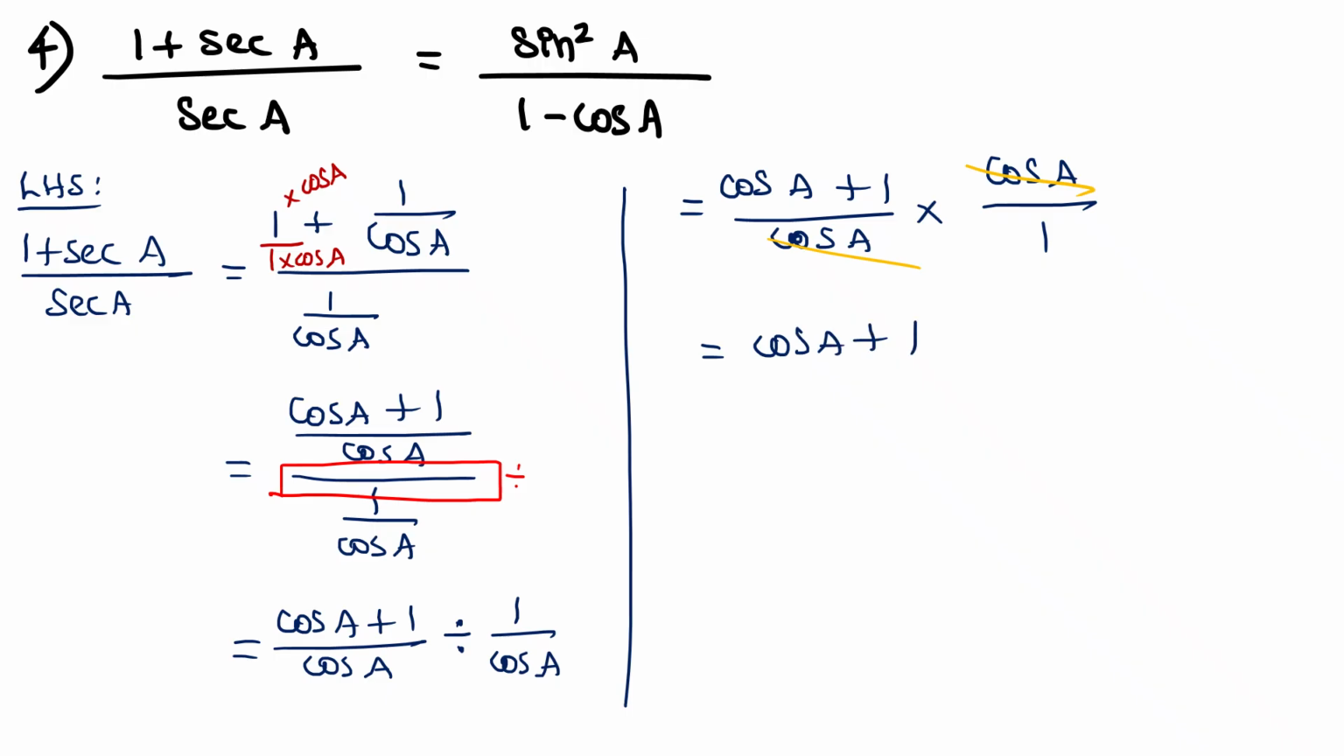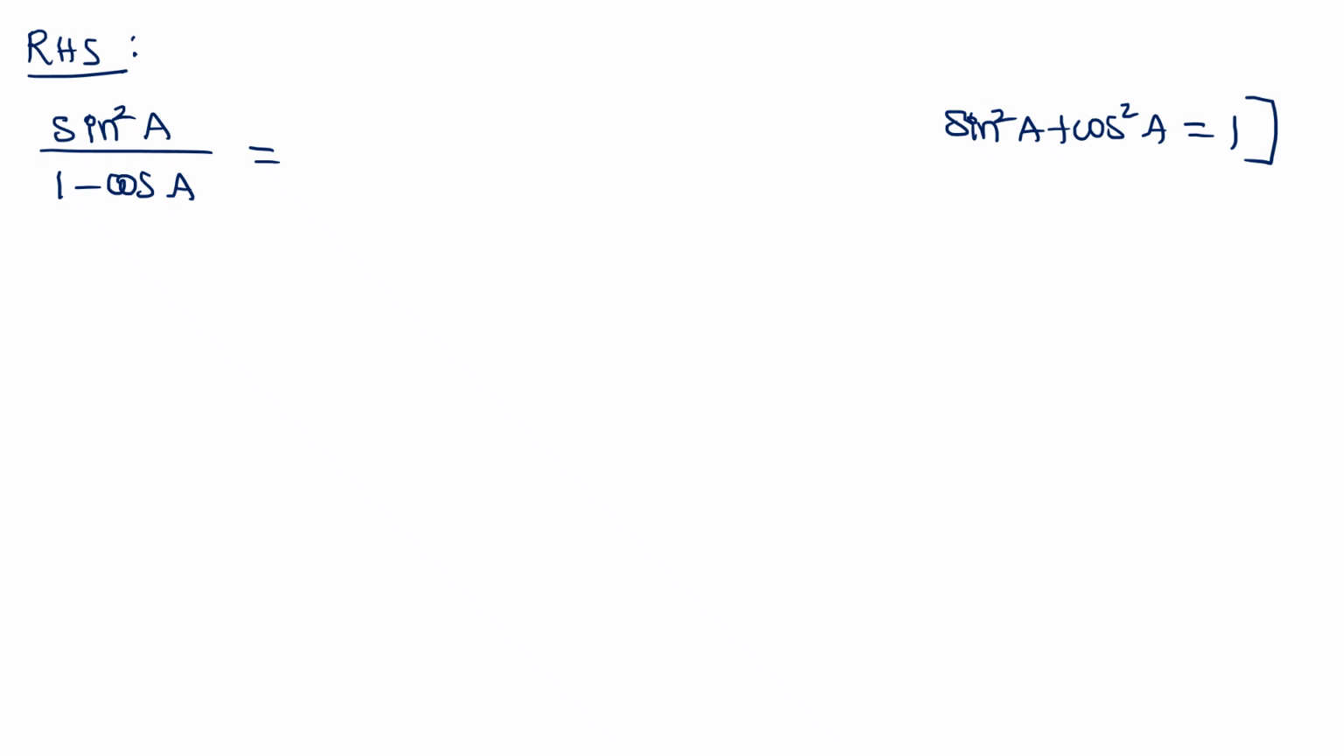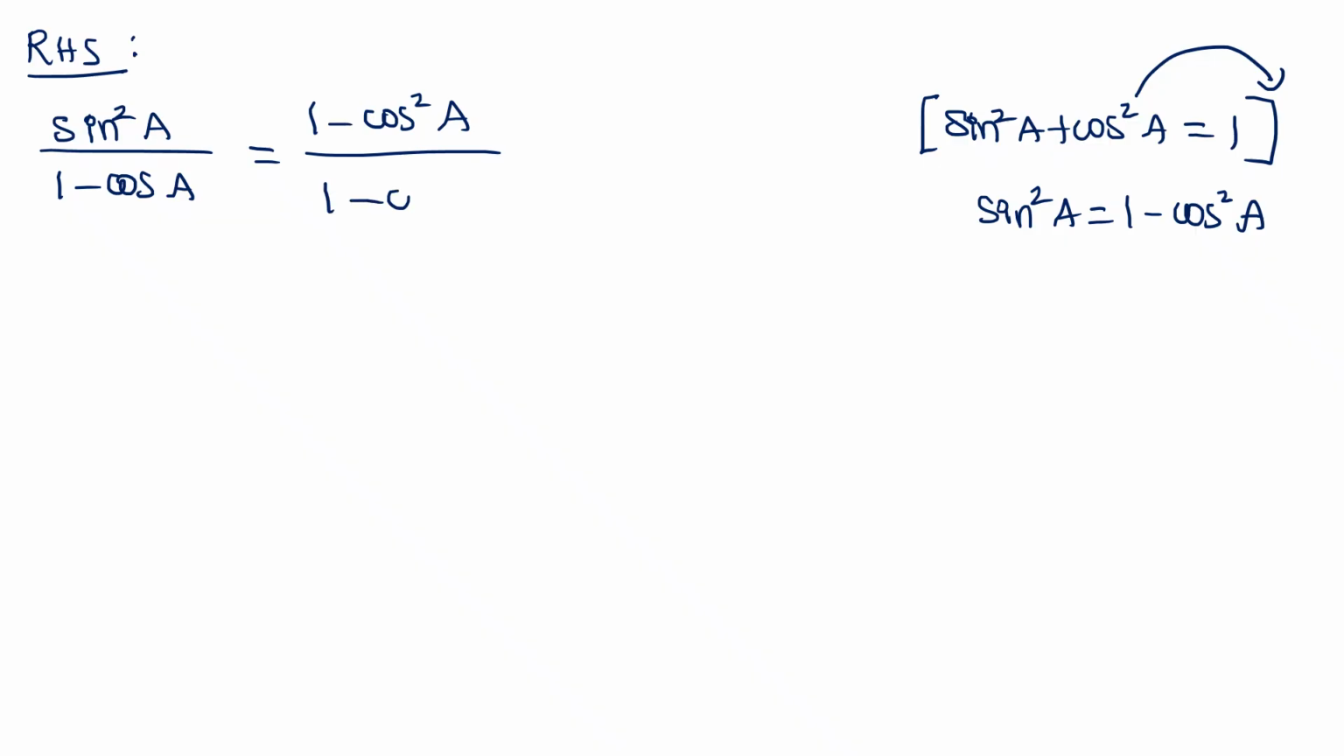Now we will take the RHS. The RHS is sine square A by 1 minus cos A. Now I know that sine square A plus cos square A is equal to 1, which you would have learned in your trigonometric identities. If I want only sine square, the cos square goes to the other side. So you will get sine square A is equal to 1 minus cos square A. Replace it over here: 1 minus cos square A by 1 minus cos A.